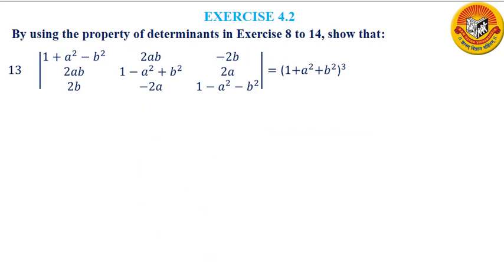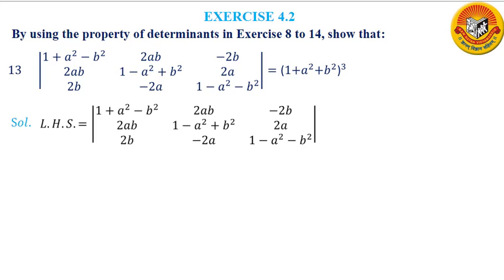Okay, so let us come to question number 13. Now I think you can solve these problems by yourself. You have understood how to apply the properties. So let us see the 13th question. 1 plus a square minus b square, the second term is 2ab and the third is minus 2b. And the second row it is 2ab, 1 minus a square plus b square, 2a, and in the third row it is 2b, minus 2a, 1 minus a square minus b square.